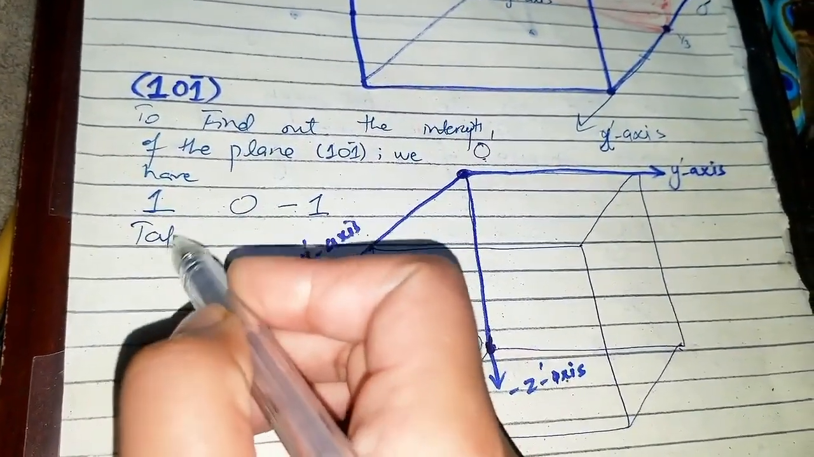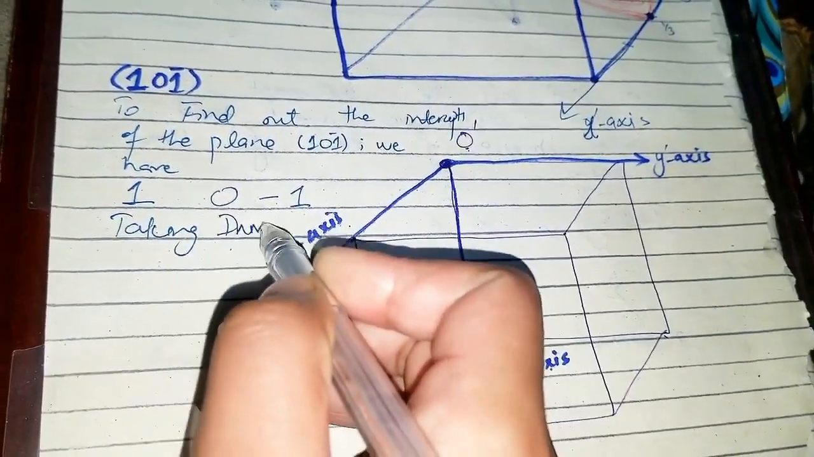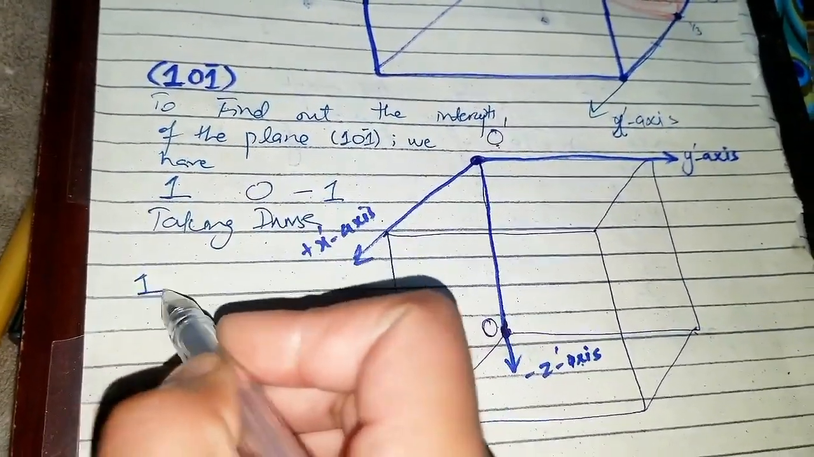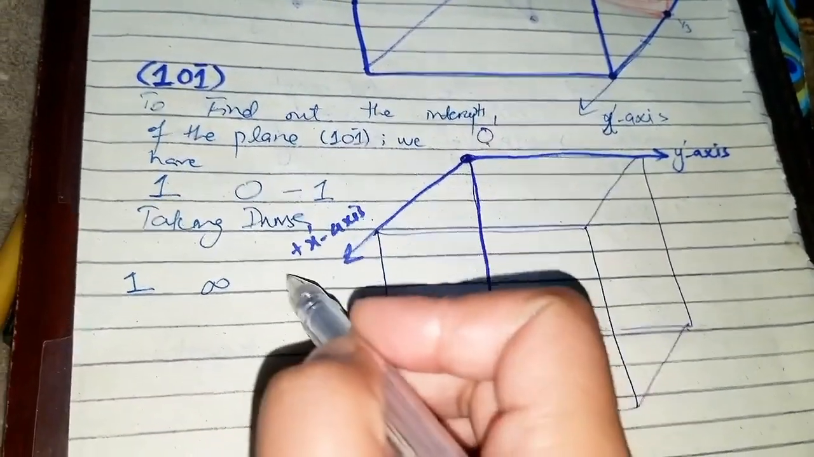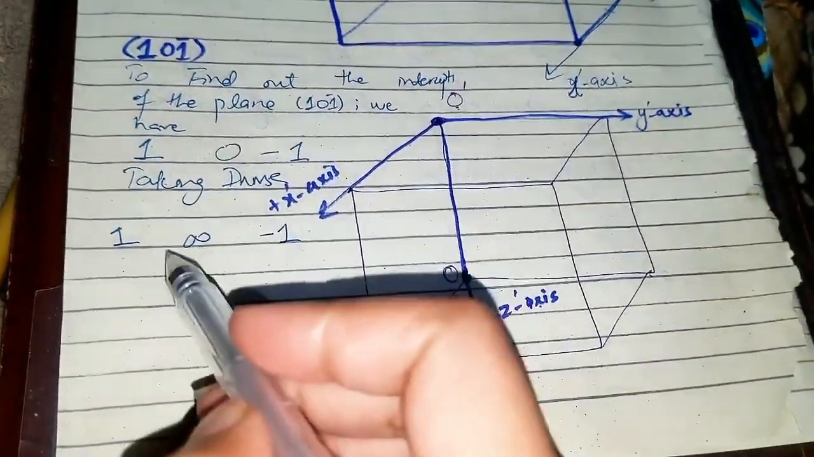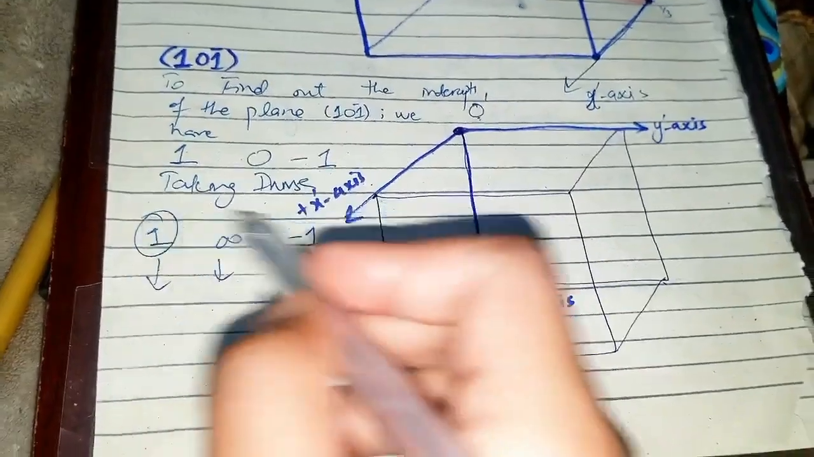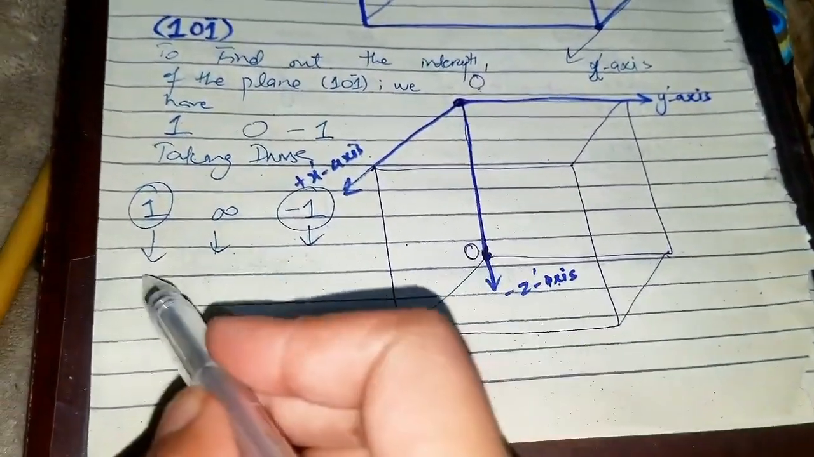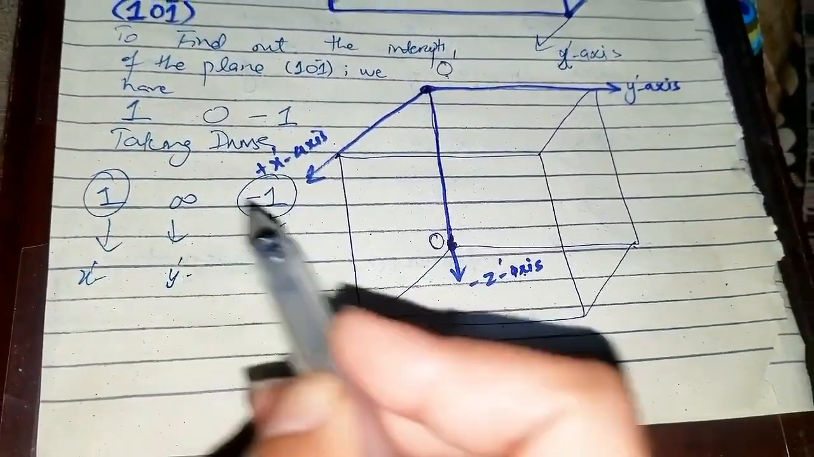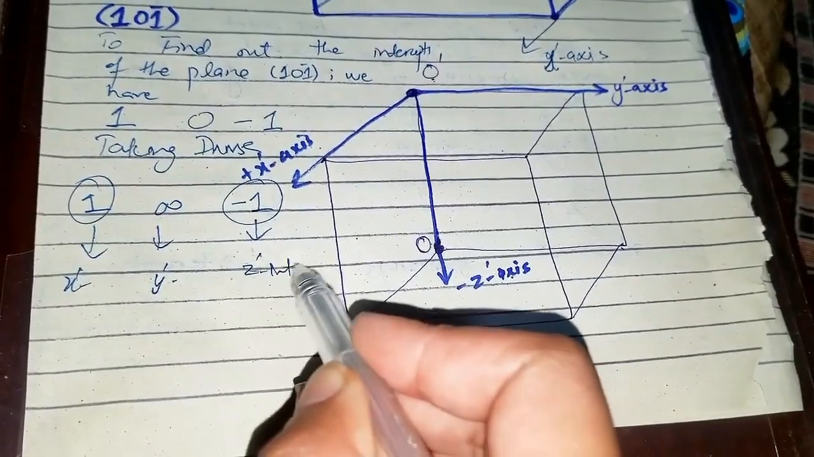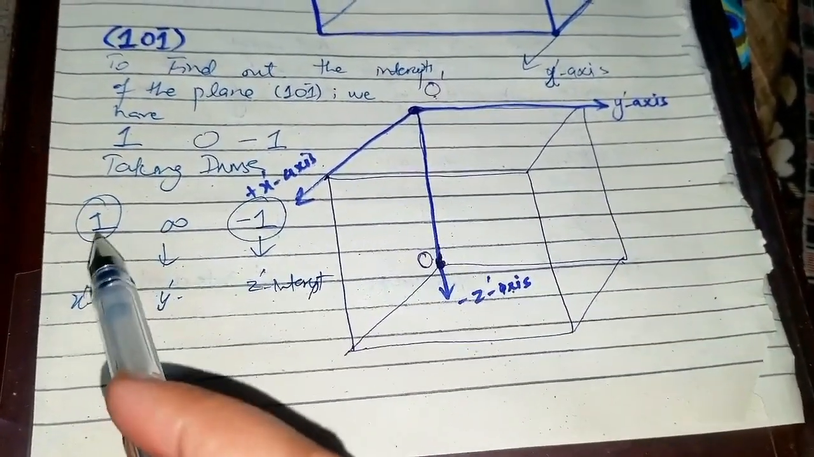So taking the inverse of 1 is 1, inverse of 0 is infinity, inverse of -1 is -1 again. So we deal with the infinity intercept at the end, and first we'll consider the ones which are not infinity. This is the x prime intercept, this is the y prime intercept, and this is the z prime intercept. So the x prime intercept is 1.